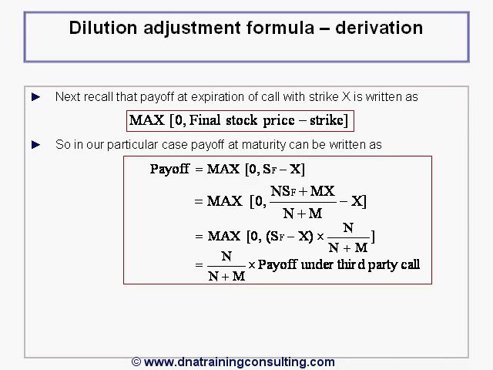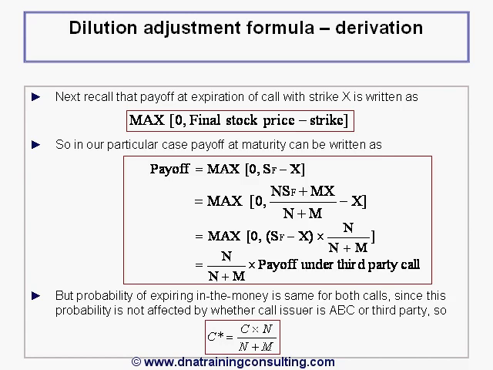So the payoff under this self-referential call is slightly smaller than the payoff under a third-party call by a factor equal to n over n plus m. The probability, however, of expiring in the money would be the same for both calls, since this probability would not be affected by whether the issuer of the call is company ABC or an unrelated third party. And so we finally have reached C star equals C times n over n plus m.